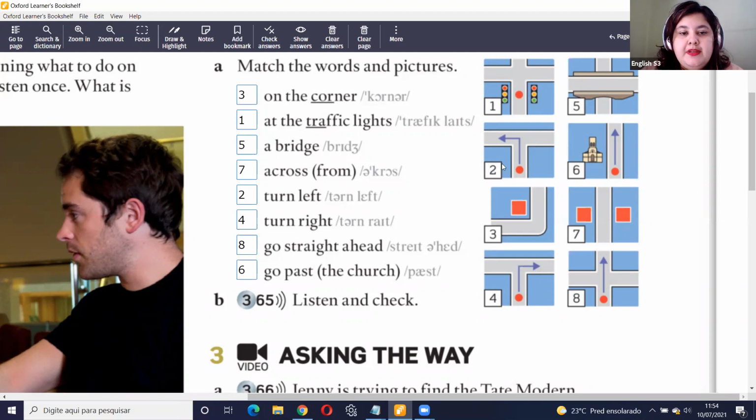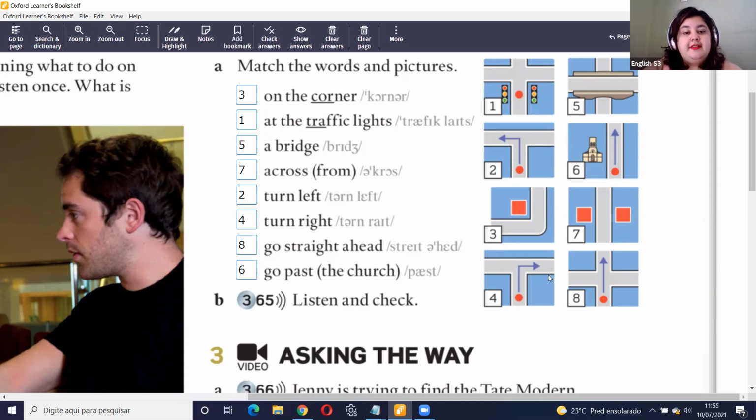Number 2 is literally turn left. Number 3 is on the corner. On the corner means na esquina. So, for example, you will see the bank on the corner. E você também pode dizer na esquina de duas ruas, por exemplo. Let's imagine. Plaza Shopping is on the corner of Visconde de Niterói and 15 de Novembro. That's it.